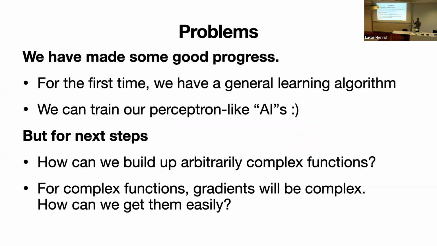I just want to have some general machine that can express a very wide range of functions. And it's going to turn out that this is exactly what neural networks are. They're basically large families of functions. And for these complex functions, I also expect that the gradient computation is going to be complex.